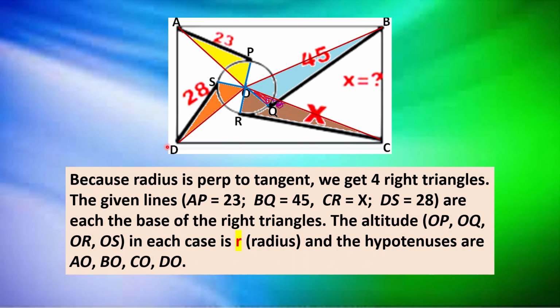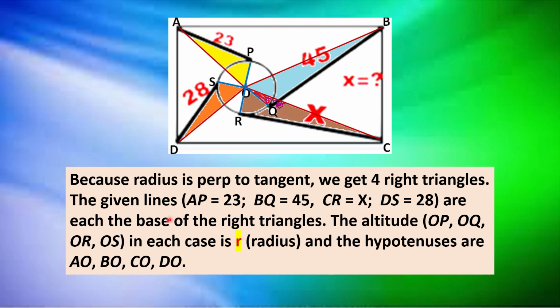Now we know that radius is always perpendicular to the tangent. So radius OP is perpendicular to tangent AP. Radius OQ is perpendicular to tangent BQ. Radius OR is perpendicular to tangent CR, and radius OS is perpendicular to tangent DS. So all are perpendicular. So what we have is the given lines, that is the tangents AP, BQ, CR, DS.